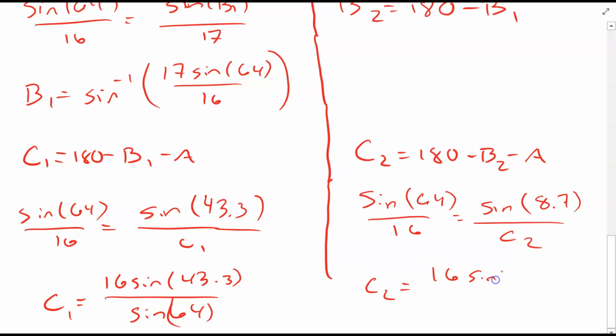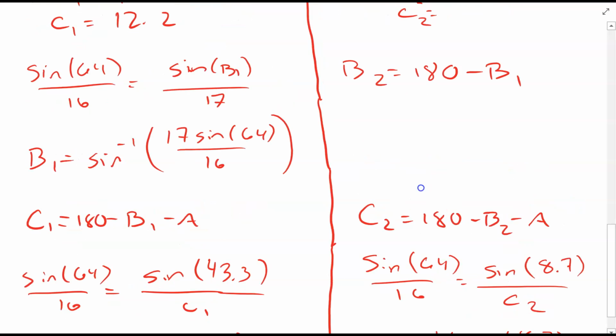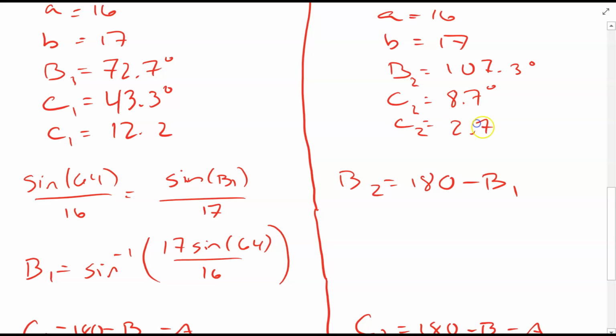So that's 16 sine 8.7 over sine 64. And when I do that, I get 2.7 in my calculator. Is that cool there, Sam? Yeah, it's one of those where the process isn't hard, but there's so many moving parts, it's kind of easy to get turned around.